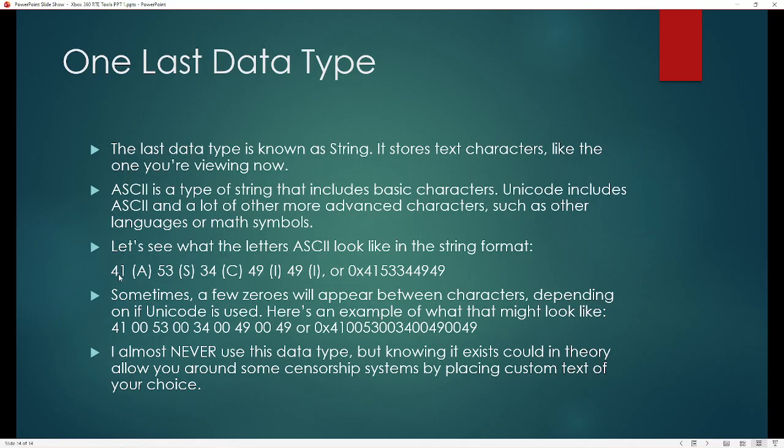41 in hex is representing A, 53 is S, 43 is C, 49 is I. If you put all that together, it's 0x4153434949. That would be how the letters ASCII are stored in memory. Sometimes, if you're using Unicode, you'll see zeros that appear between these. So instead of 4153 immediately, you'll see 4100, 5300.